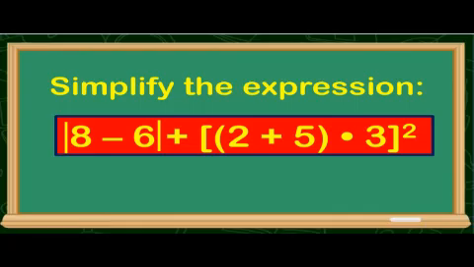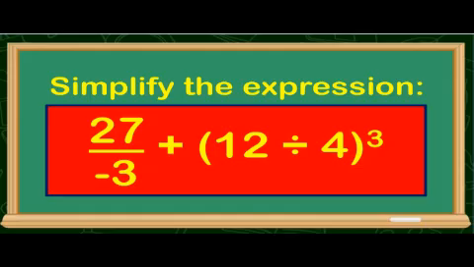8 minus 6 times 2 plus 5 times 3 squared. 2 plus 5 is equal to 7. So 7 times 3 is equal to 21. 21 squared is equal to 441. So 8 minus 6 is equal to 2. So 2 plus 441 is equal to 443. Tama o mali?